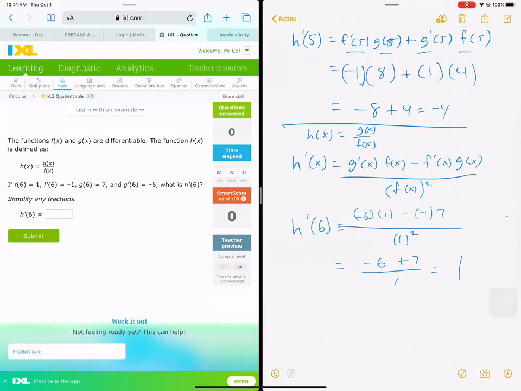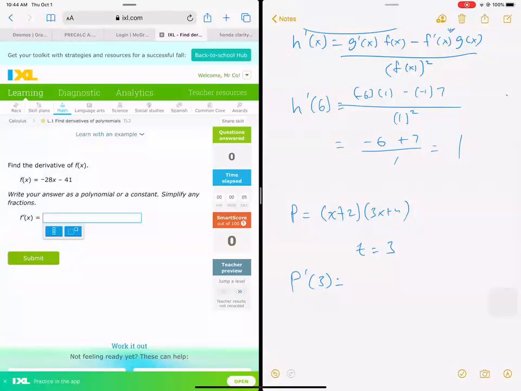So the reason why I'm assigning these IXLs is because seeing this repeatedly eventually starts to click in your brain that this is not a big deal, and don't freak out over it. But you have to take the derivative first, so then you have parts that you can plug in. Just take the derivative.